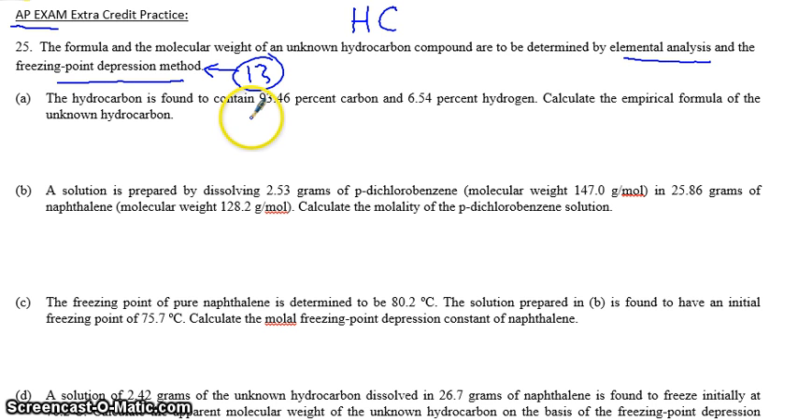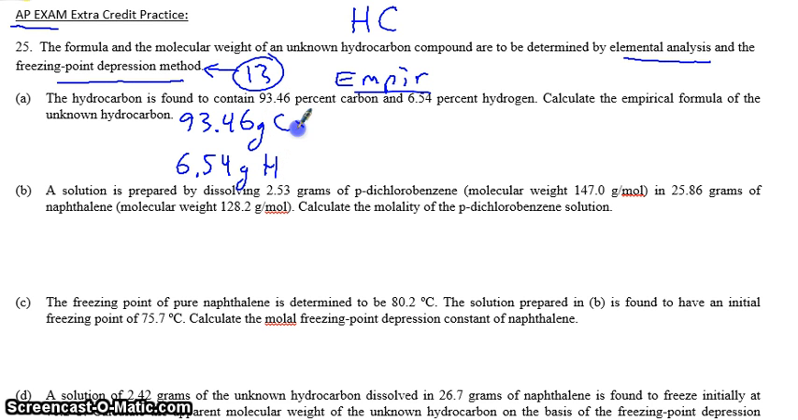Now this goes back into calculating empirical formulas. If you remember, we had a poem: percent to mass, mass to mole, divide by small, multiply to whole. Let's go ahead and apply that. The first step is to get the percent to mass, so really we have 93.46 grams of carbon and 6.54 grams of hydrogen. The next step was to convert it into moles, so we'll divide by the molar mass.